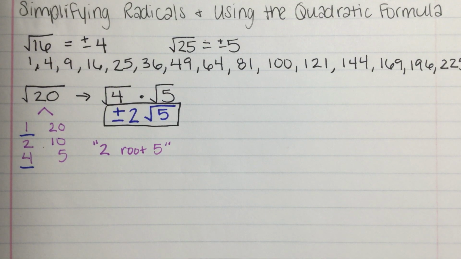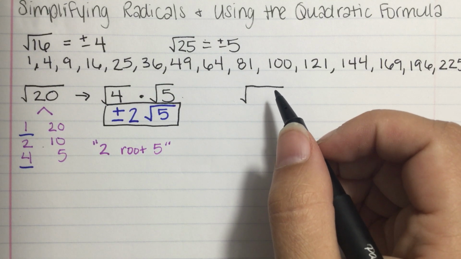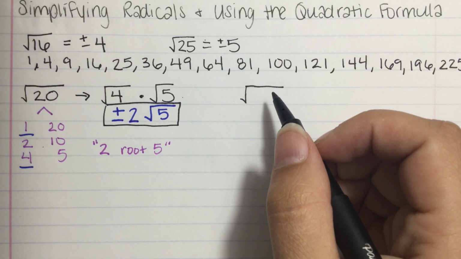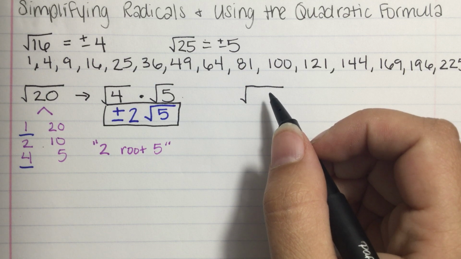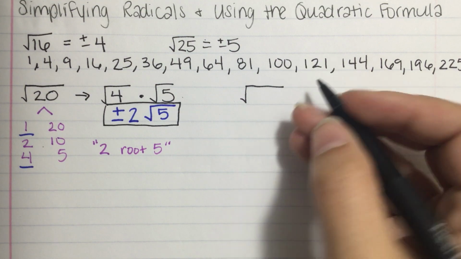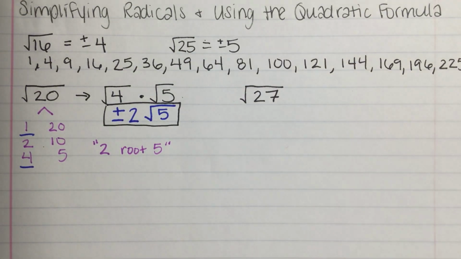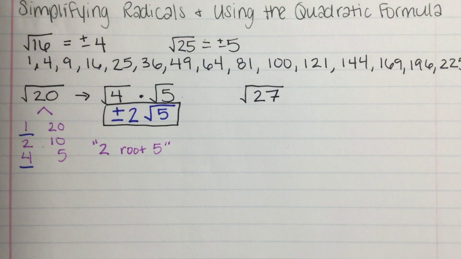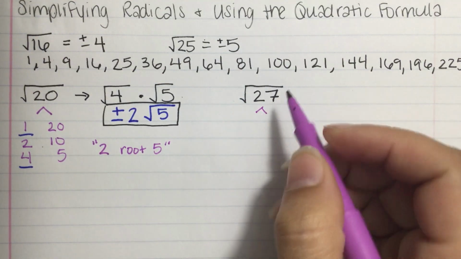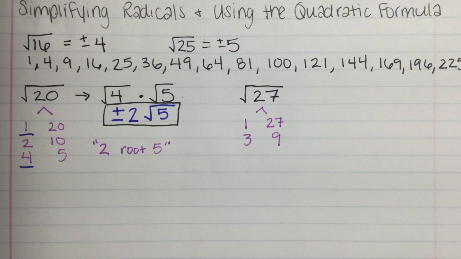Okay, so let's try another one. Let's say that we do the square root of 27. Okay, I'm starting with smaller numbers. We'll come up with bigger ones later. But let's come up with the factors. We have 1 and 27, 3 and 9.